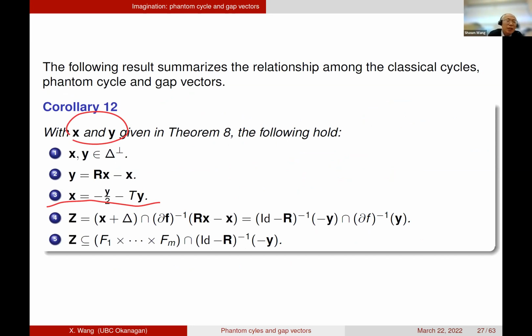The classical cycle vector set always equals x plus delta, an intersection of two sets, because this intersection may be empty. Well, x always exists, but z may be empty. The cycle set z is a subset of this; it is just the fixed point set of the cyclic proximal map compositions.